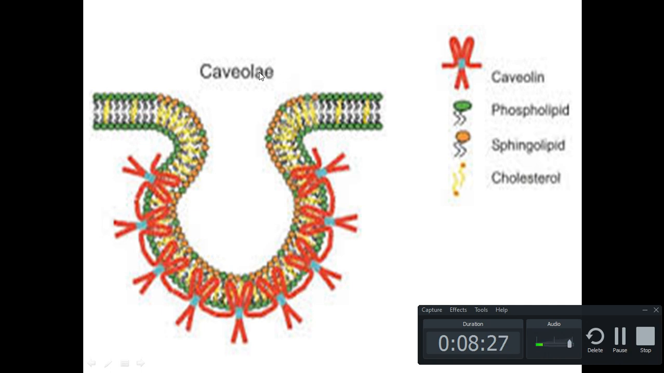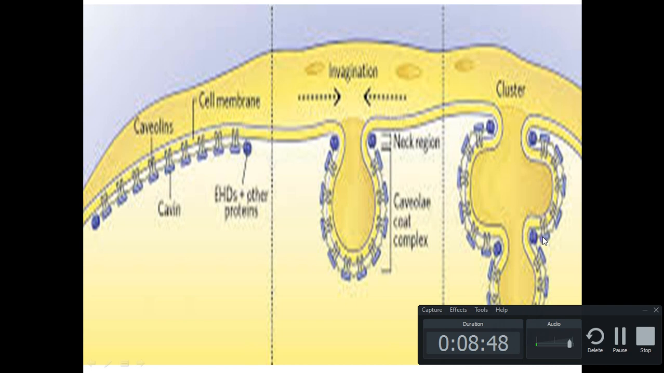So this is the structure of the caveolae. You can see it is formed by the caveolin molecules, the phospholipid molecules, sphingolipids, and the cholesterol molecules, and in this way there is an in-dipping of the plasma membrane, or endothelial membrane, into the cell's interior. So this is how a caveola will be formed. First there is an invagination of the caveola, and then a subsequent invagination of another caveola will combine with the first one, and that will open up on the other side of the cell.